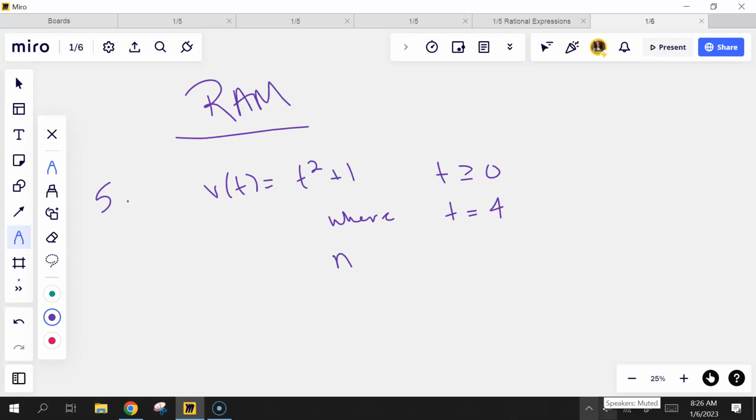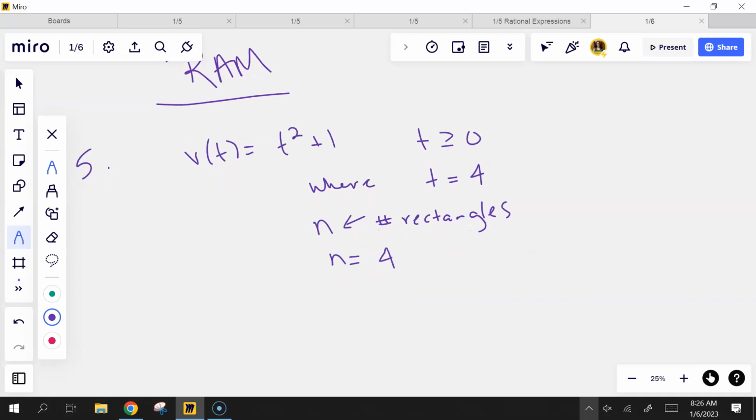So we want n. We use n as our number of rectangles. So we're going to say n is 4, with equal width and with heights determined by the midpoints of the intervals. And I think instead of midpoints, for this one we'll do a left and a right and a midpoint so that you can see everything on this. So we'll just walk through this.